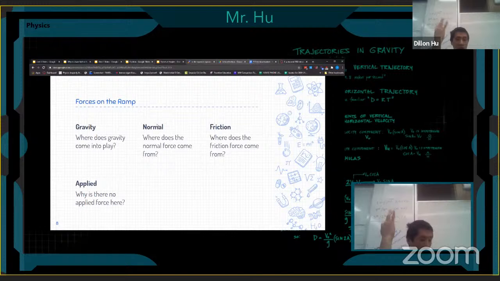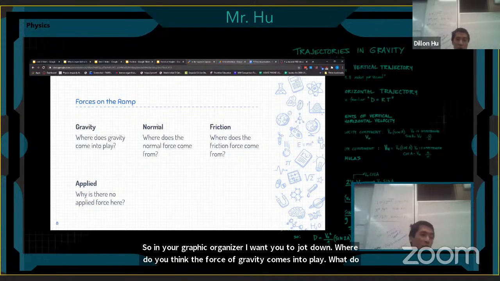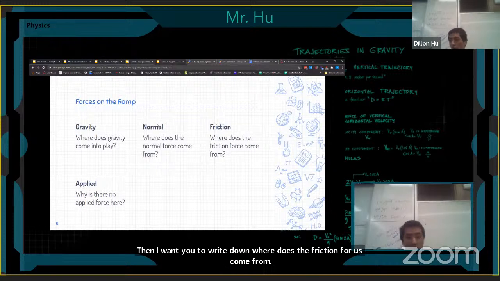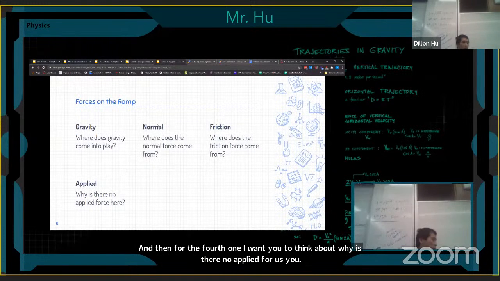You may not know the answer to all of these, that's okay. I want you to write down what your thoughts are, where you think these forces come from, and why some of these forces aren't here. It'll take a few minutes for you to quickly jot down where these forces come from and why some forces are present and why some are not present.